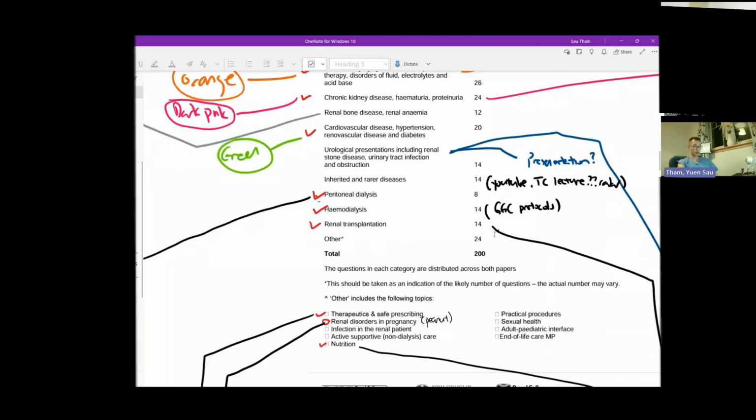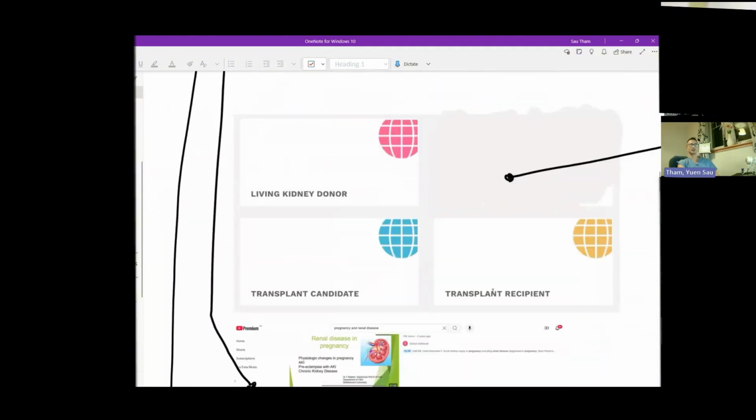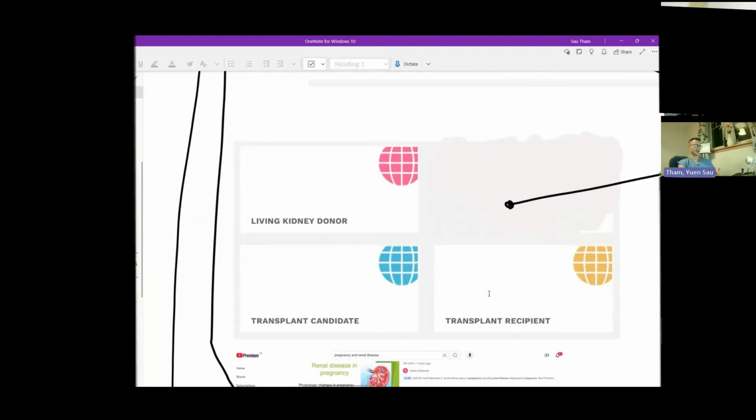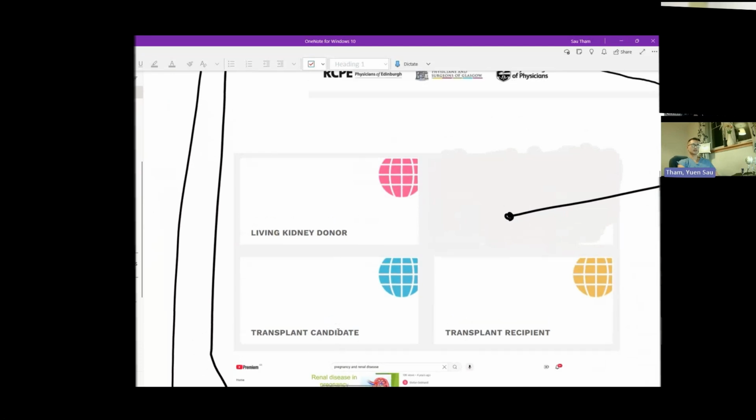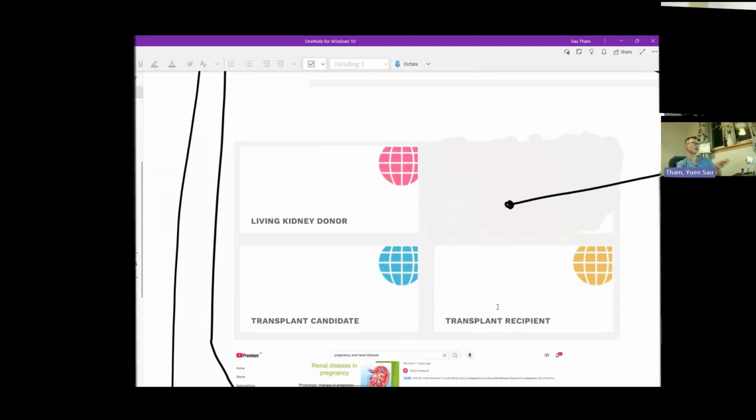Okay. Now renal transplant. Oh, specific guidelines. Tons of them. Not tons of them. That's not a lie, there are guidelines for it. So there are the KDIGO guidelines: living kidney transplant candidate and transplant recipient. You must read all of them.